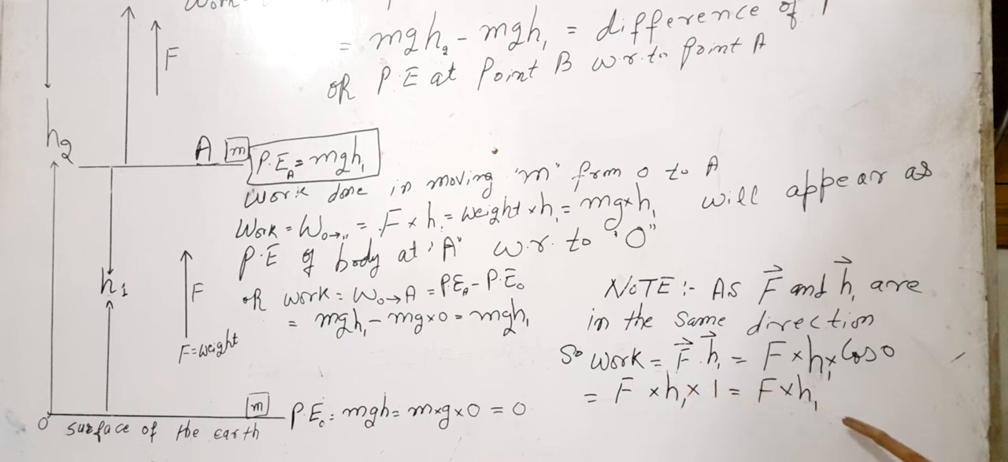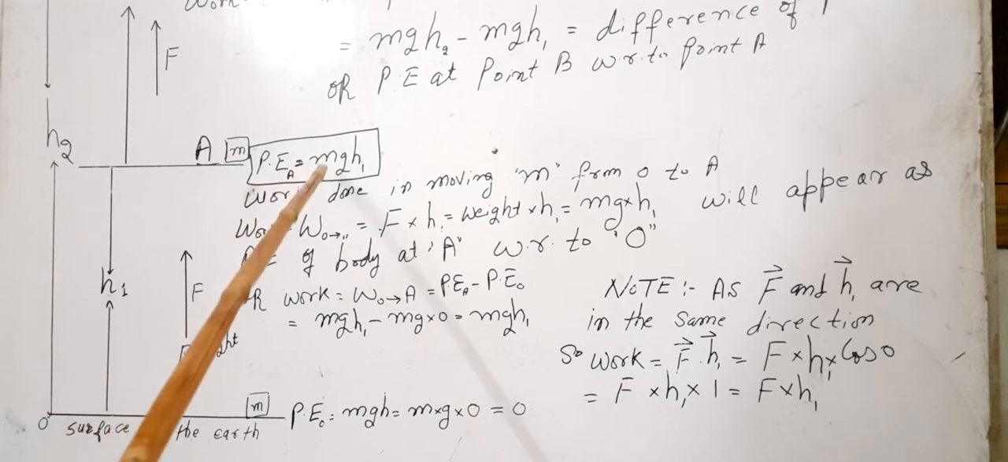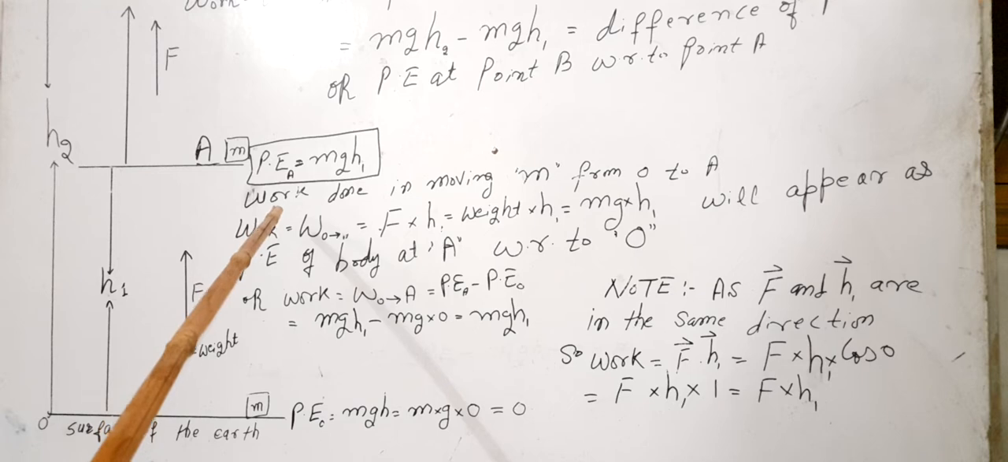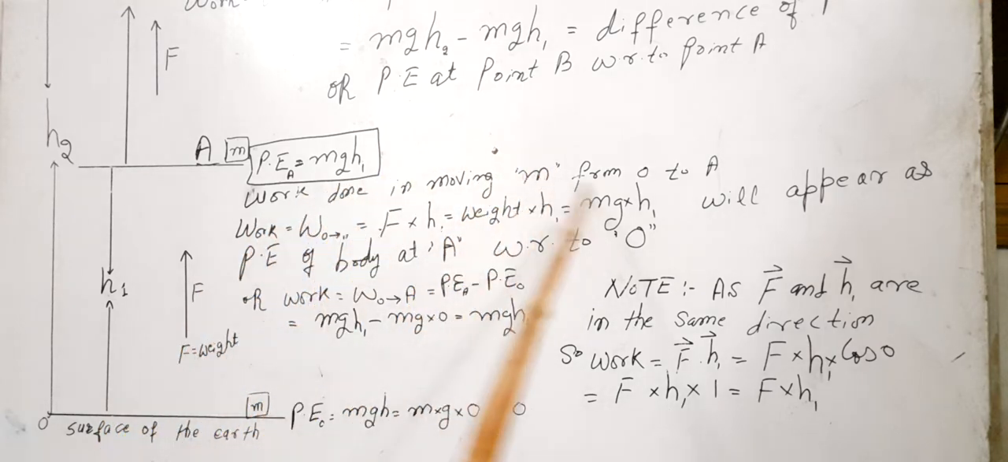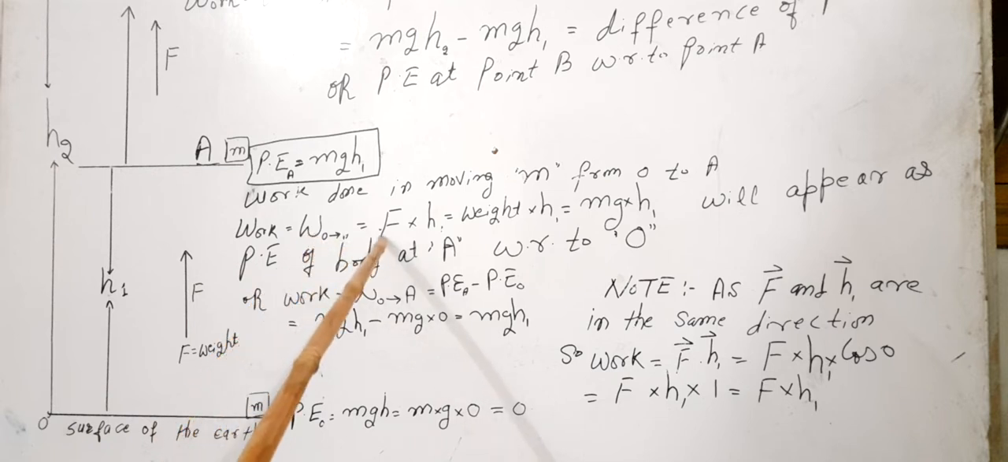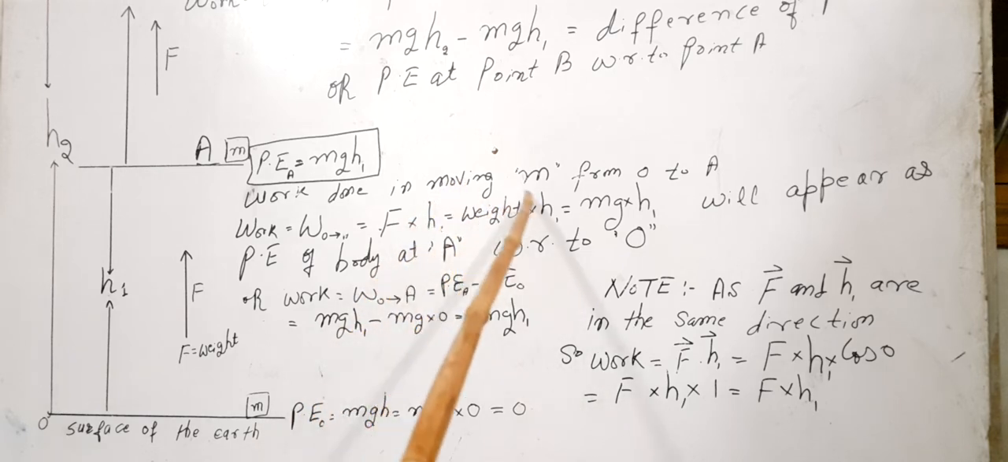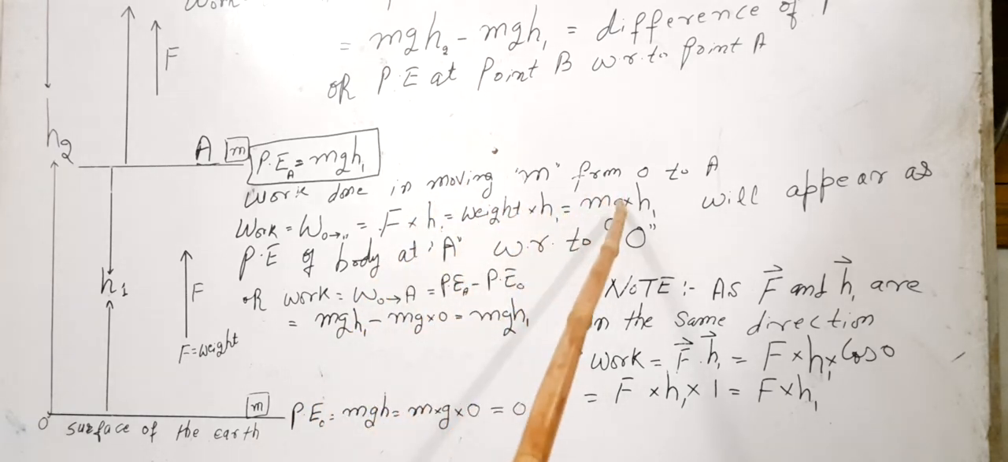and our work done in moving the body from O to A will become F into h1. It is clear from the figure that the potential energy at point A will be equal to mgh1. Therefore, our work done in moving the body from O to A will be equal to F into h1. But we must know that the force which we have to apply in lifting the body upward will be equal to the weight of the body. Therefore, weight is equal to mg.